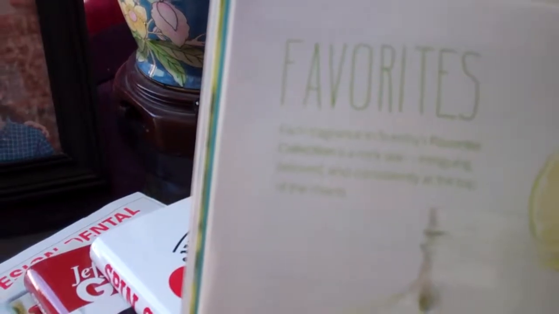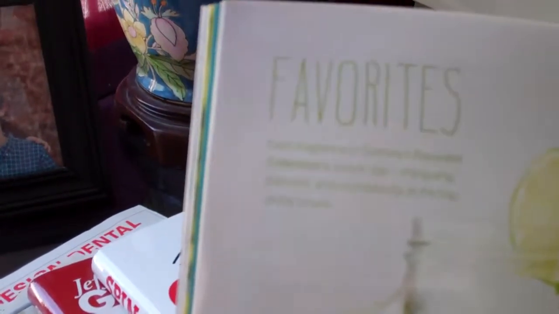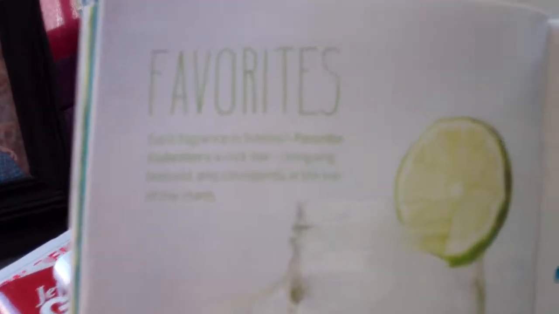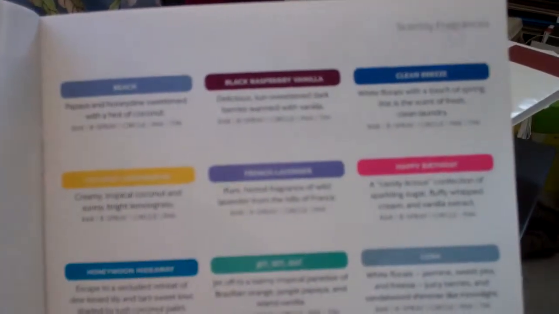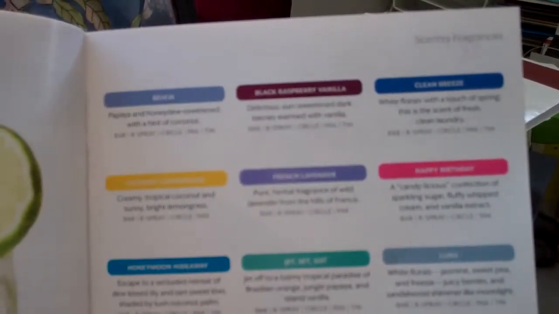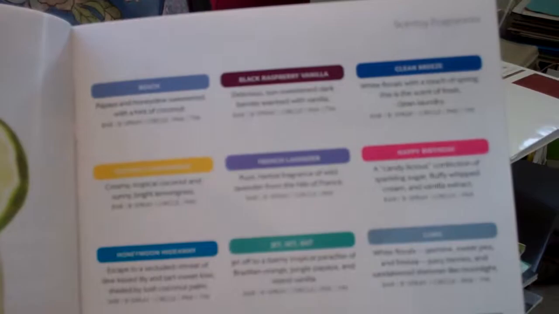We're highlighting the different fragrance categories, and these are the favorites collection. In the favorites, these are ones that have been brought back from the past, and kind of the standards for Scentsy. There are 20 fragrances in the favorites collection, including Beach, Black Raspberry Vanilla, and Clean Breeze, which is a really, really popular fragrance that has that fresh, clean laundry scent to it.